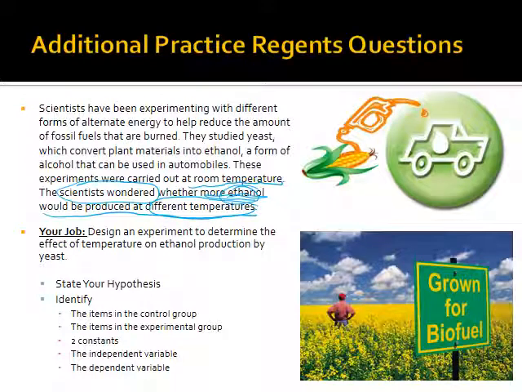It says your job is to design an experiment to determine the effects of temperature on ethanol production. Okay, so we're going to change the temperature again and measure the ethanol production. Okay, so take some time, state your hypothesis, and identify the items in the control group, the items in the experimental group, 2 constants, the independent variable, and the dependent variable.